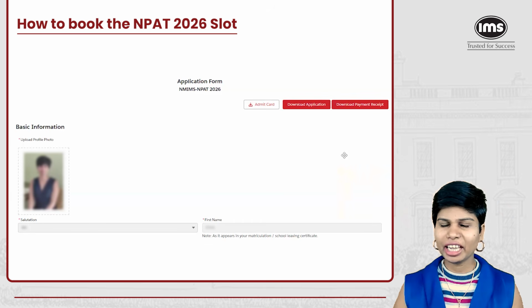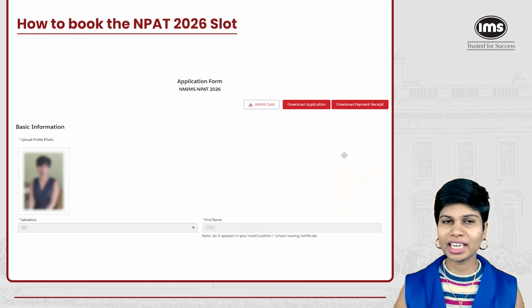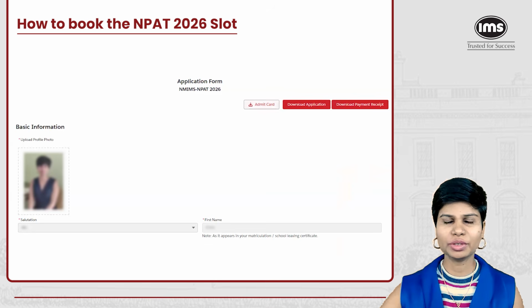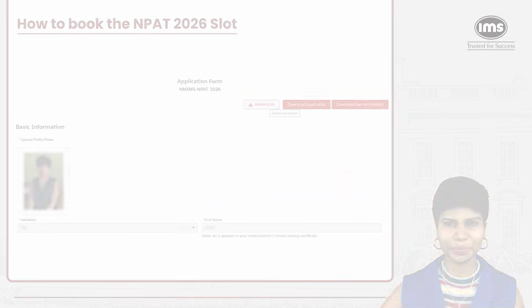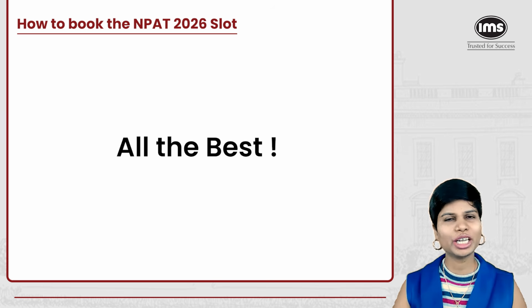Once you are able to see on the Pearson dashboard that your particular exam was scheduled, and you come to your NMIMS dashboard, the NPAT one, the admit card button will now be activated. You'll be able to download your admit card from here. So this is the whole process of scheduling or booking your slot for NPAT.